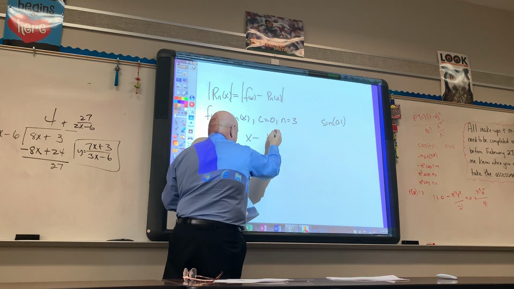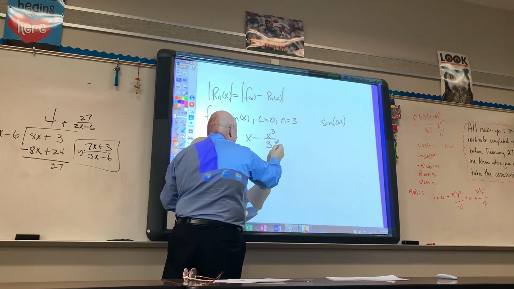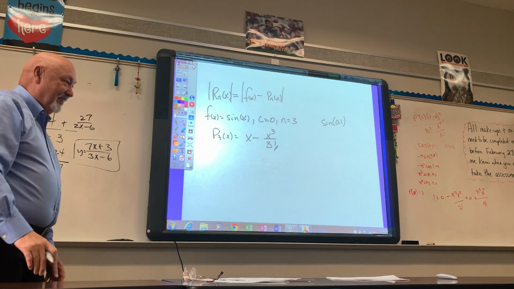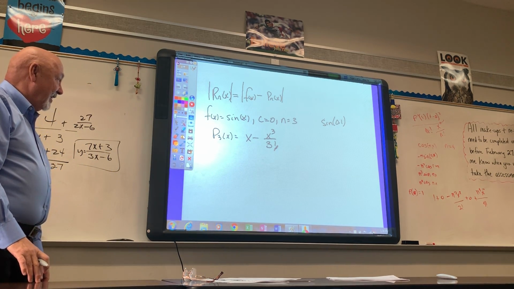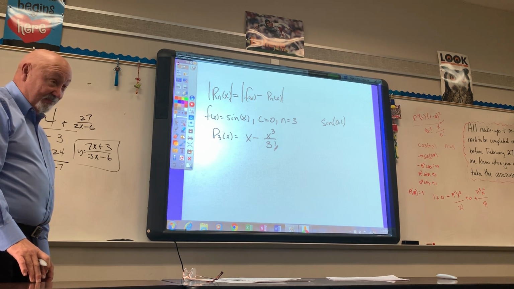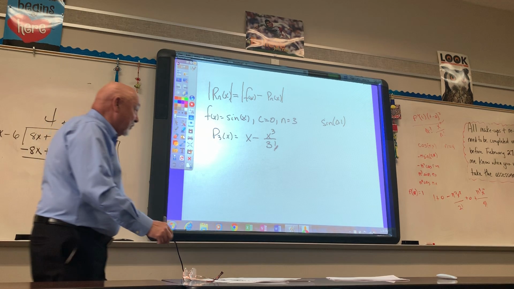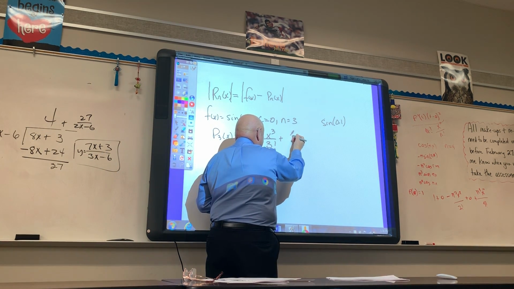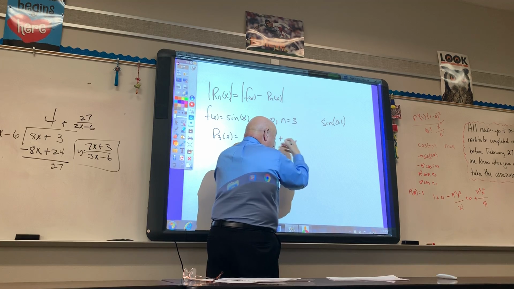I'm sure y'all already have it memorized. The signs are going to alternate, and the next term would be x to the 5 over 5 factorial, and so on.